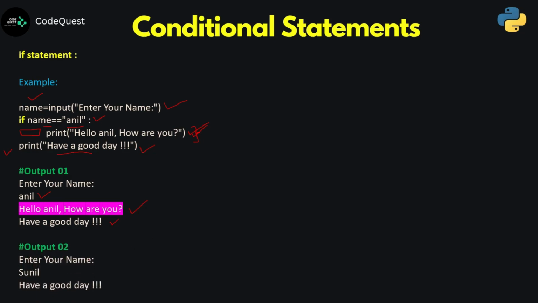Now, in case I have given a different name, which is not Anil, suppose here I am giving Sunil. So now when I check, name is holding Sunil and we have Anil here. So Sunil equal to Anil does not match. As a result of which, this print statement is not going to execute. But anyway, have a good day will definitely be the output. Let's see here, we don't have that message, hello Anil, how are you? Because the name is not Anil. But we are getting this have a good day because this has never been part of the if block.